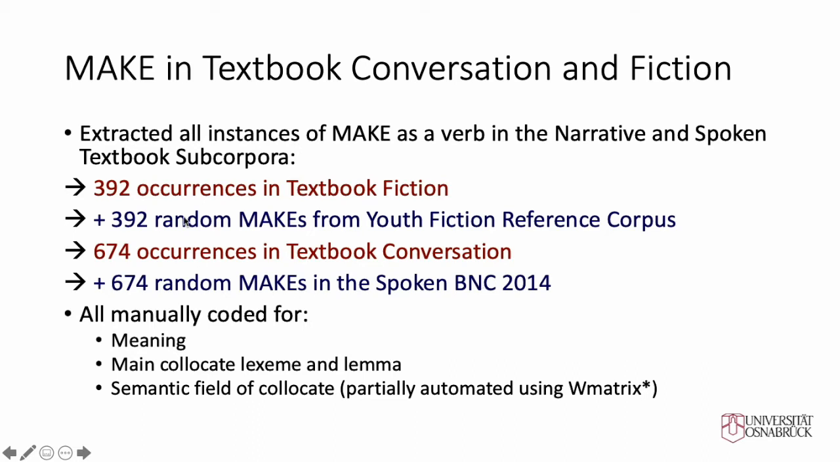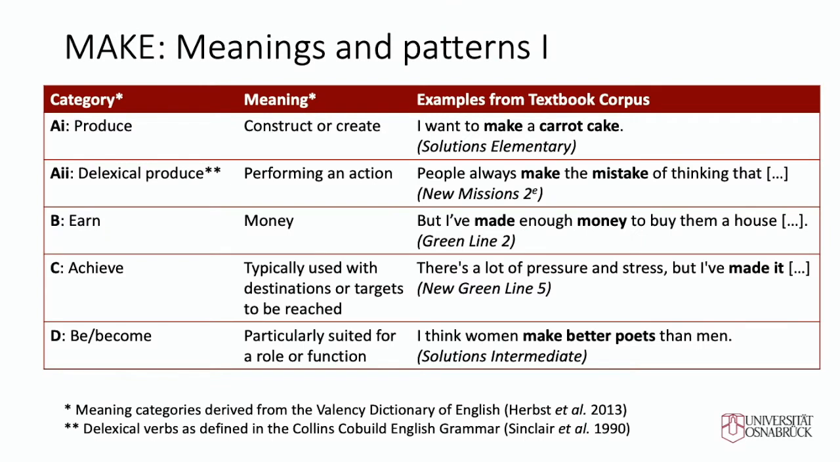And each of these concordance lines was manually annotated for meaning. So what does the make refer to? For the main collocate lexeme and lemma, and we'll see what that refers to in a minute, and for the semantic field of the collocate, which are partly automated, but I still had to manually check all of these semantic fields. So let's start with the meaning, and we can see that there are various categories.